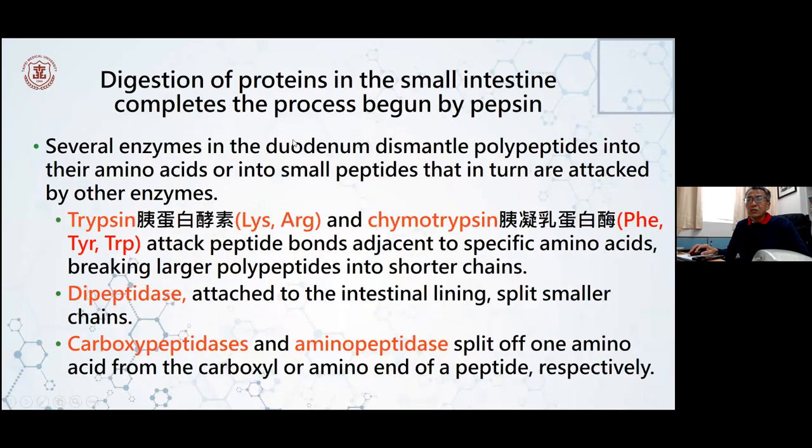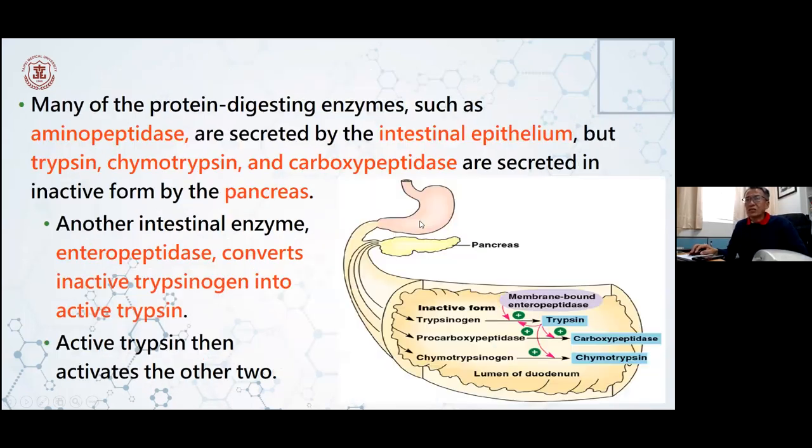So in these two slides, I want to make clear the several enzymes involved in the protein digestion. Okay, so aminopeptidase from the intestine, and the trypsin, chymotrypsin, and the carboxypeptidase from the pancreas. And they are initially released in inactive form, and the enteropeptidase can catalyze the inactive trypsinogen to the trypsin. And then trypsin can catalyze the other two to make more active enzyme, okay?